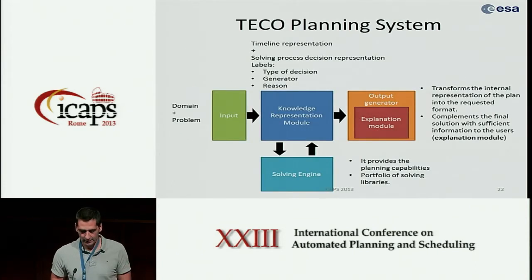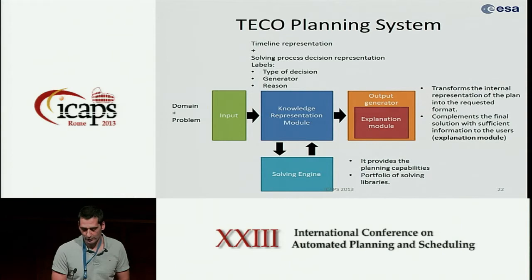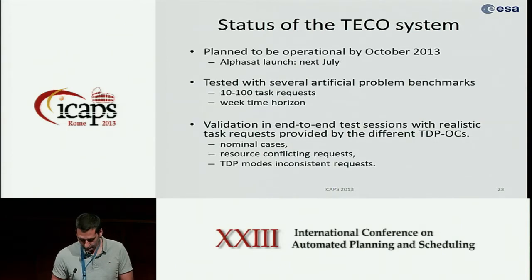This is the complete picture of the planning system. So we have a knowledge representation module to represent all the current solution plus all the decisions we are taking during the solving process, a set of engines for modifying the current solution, and then an output generator that contains a module for generating explanation.